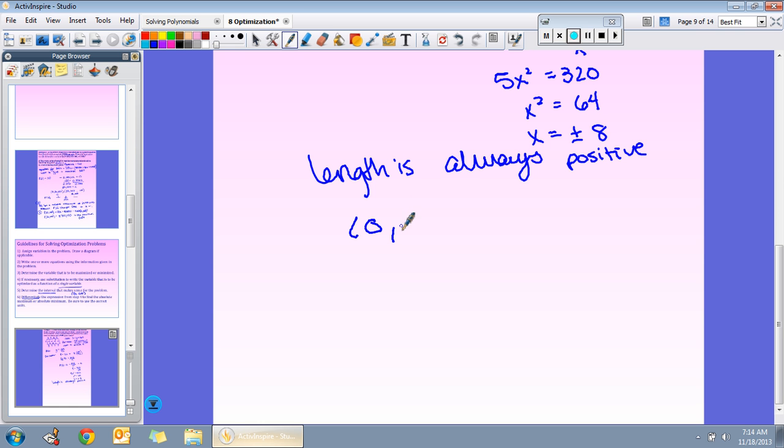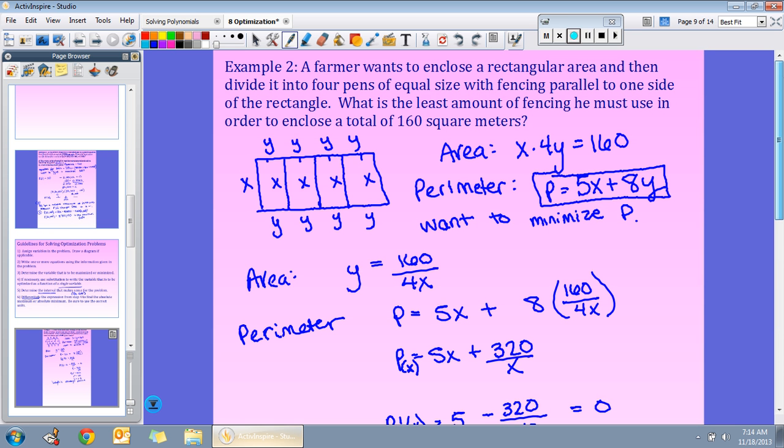and you really can't have more than 40, so we're going to break up our intervals at 0, 8, and 40, and then we can do our test values, and we're trying to figure out what's the derivative of our perimeter equation. When you plug in 1, you're going to get a negative, and when you plug in 10, you're going to get a positive, so that we do get a relative minimum at x equals 8.